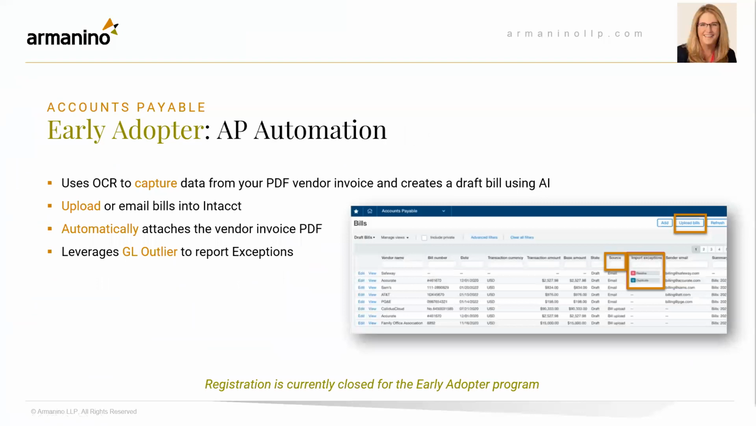All right, early adopters. So we've been talking about this for a number of releases. We're hoping that it will come out in release 4, the AP automation, which allows you to upload your bills, has it use OCR to capture data, uses AI to create a draft bill, and automatically attaches your vendor invoice as a PDF and leverages GL Outlier to report exceptions. So hopefully that will be coming soon.